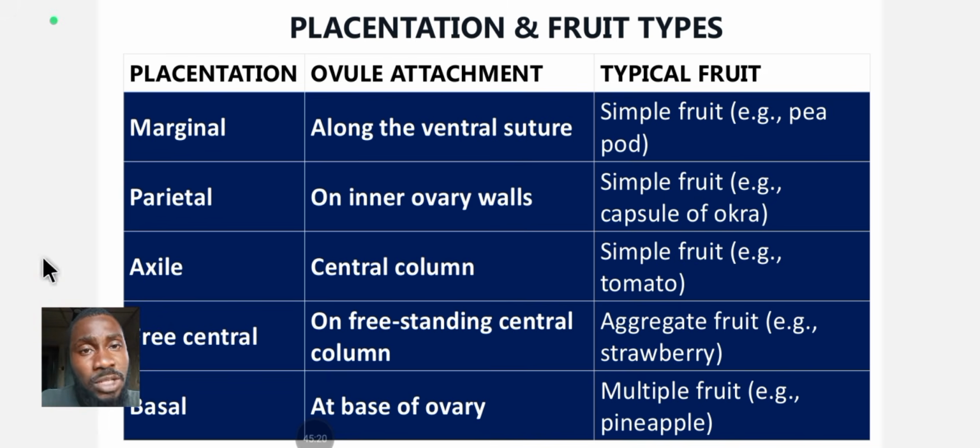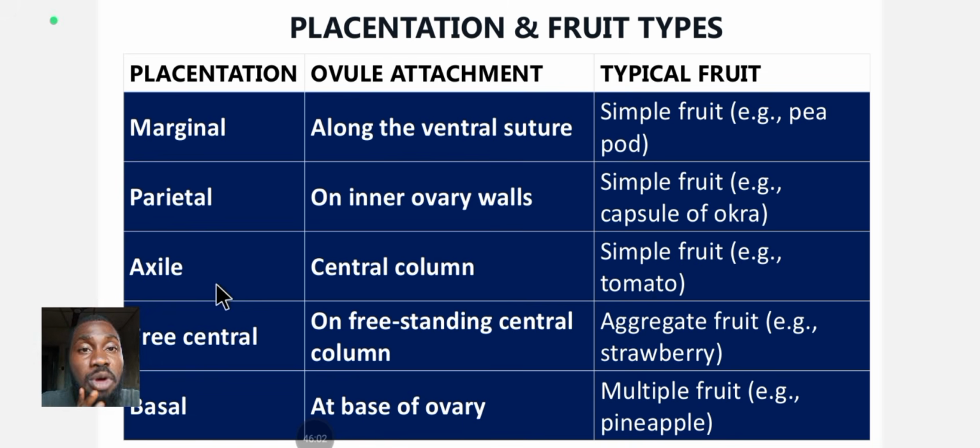The next we have under placentation is axile placentation. In axile placentation, the ovule is attached in the central column. Always use the axle of a vehicle to remember. Where is the axle of a vehicle located? It crosses the center of the vehicle. So the center column, that's where you find it. It's present in simple fruits, such as tomatoes. You have it in the center of tomatoes.